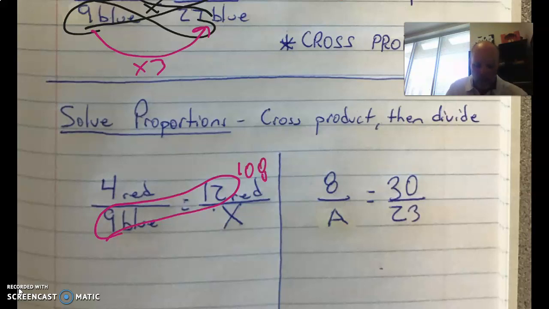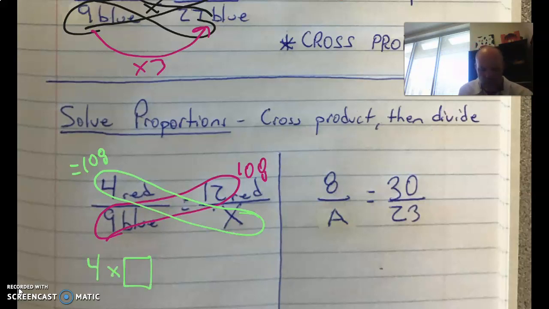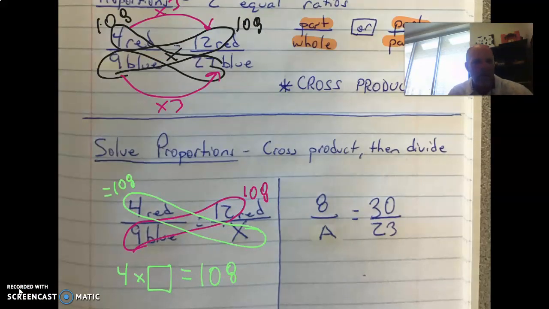Okay? And what does 4 times x have to equal for it to be proportional, or equivalent? Well, 4 times x has to equal 108. Okay, so what does that mean? We have 4 times something, which is the x, and that has to equal 108. So we just have to find that little box there, right?